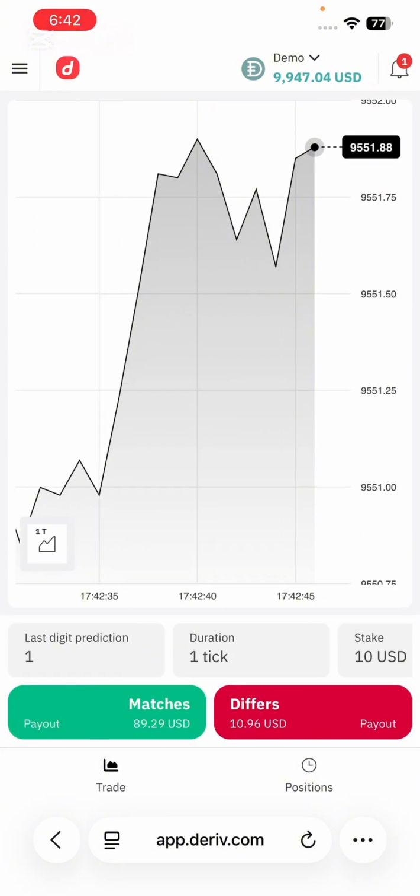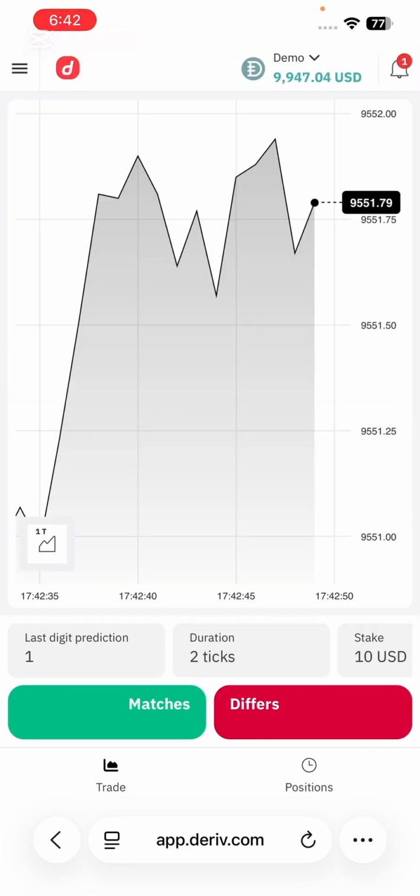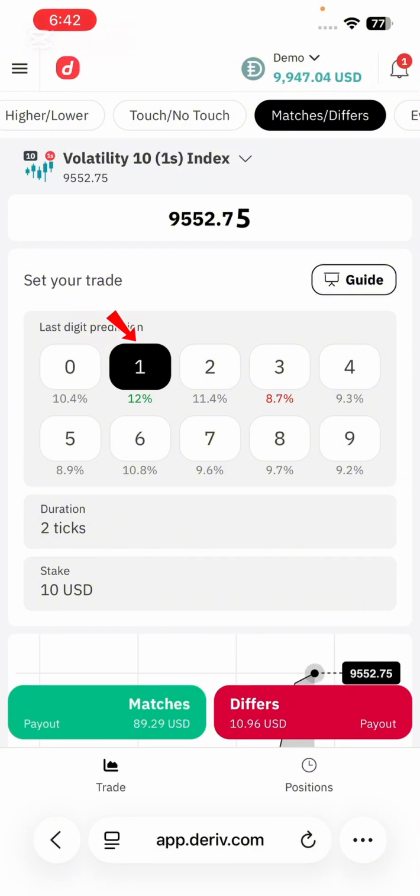Okay, down here you can see that our stake is going to be 2 and our last prediction is on 1. And if you look here closely, under the numbers from 0 to 9, you have percentages. Currently the highest percentage is 11.8, which is on 1, and the lowest is 8.6, which is on 3. Now follow me carefully.